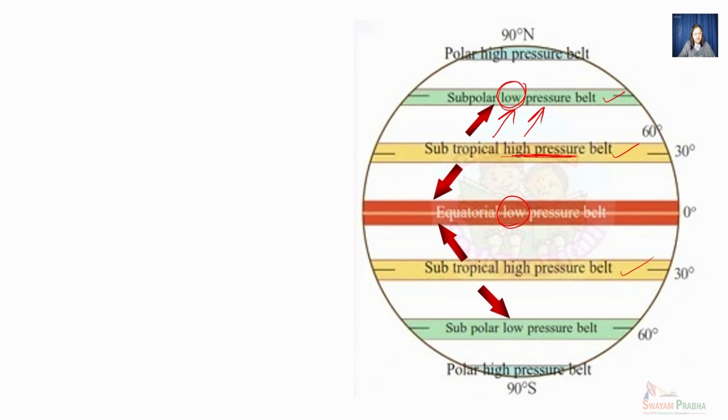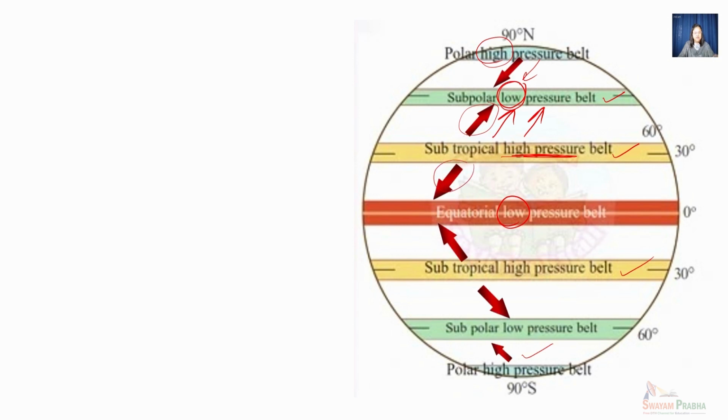Same process will also happen in the southern hemisphere. And you can also see for the polar high pressure belt regions, again they are high pressure regions, so winds will again blow out from these regions towards the low pressure regions in both the hemispheres. So let's not go into the details of why the direction of winds is specific.